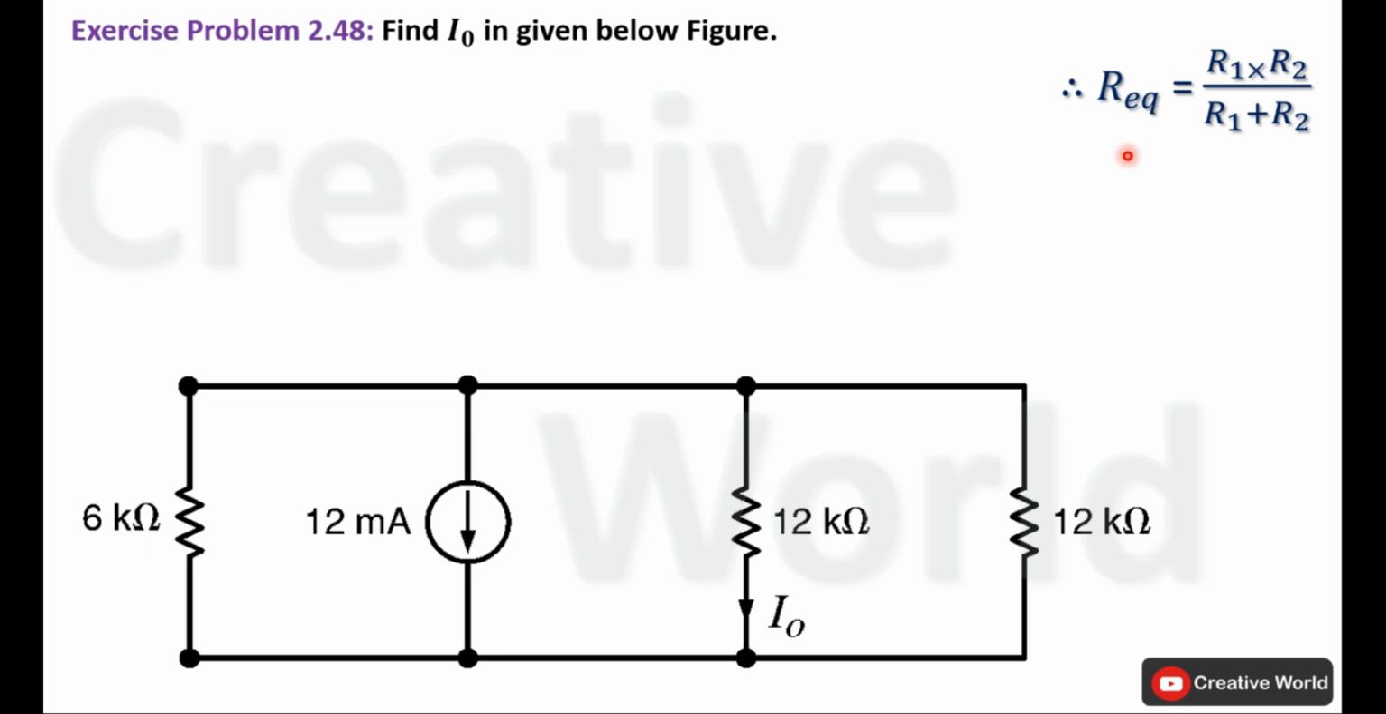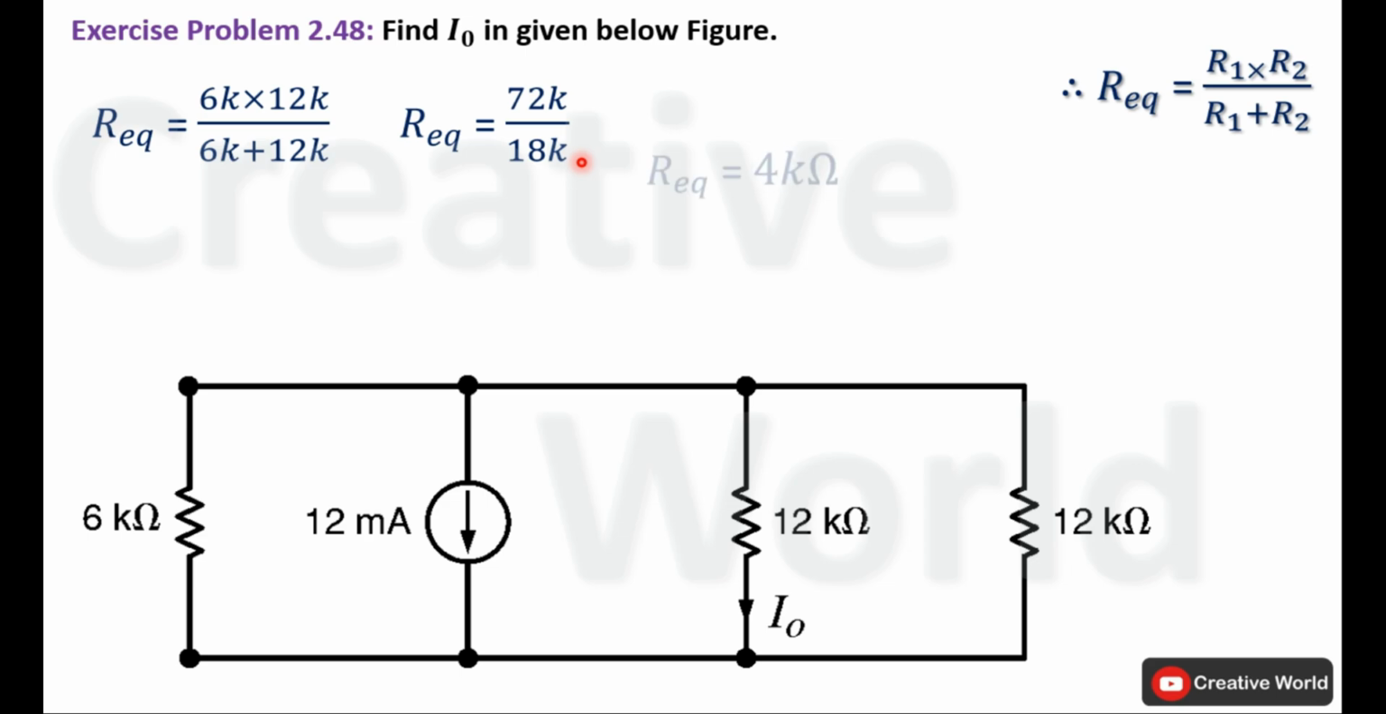R equivalent is calculated by taking the product of both parallel connected resistances divided by their sum. In our case, R1 is 6 kilo ohm and R2 is 12 kilo ohm. So place the values of R1 and R2 inside this equation. R equivalent will be equal to the product of R1 and R2 divided by their sum. Product of 6K and 12K will become 72K and sum of 6K and 12K will become 18K. Now divide 72K by 18K, the answer will be 4K. So the equivalent resistance of these two parallel connected resistances is 4 kilo ohm.